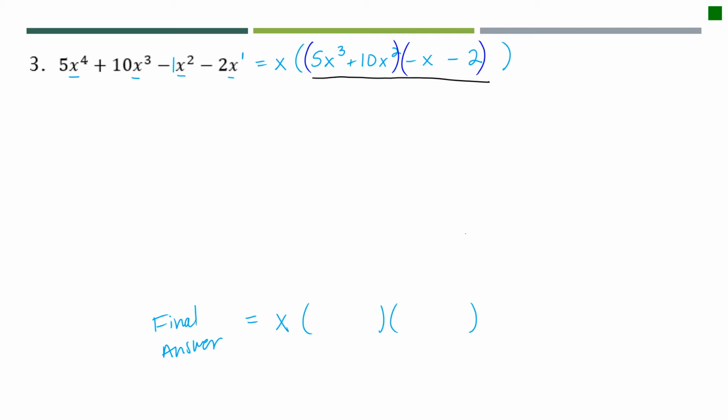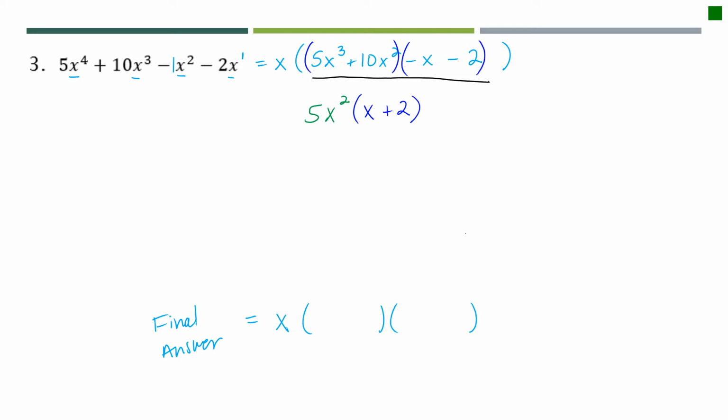From the first group, I can take out 5 and 10 are both divisible by 5, and then x squared is the smallest of the two. So I can take out a 5x squared. In the parentheses left over, the 5 came out, and I took 2 of 3 x's, so I would have x to the first left over. 10 divided by 5 is 2, and I took out the x squared, so I don't have any variables with the 2.